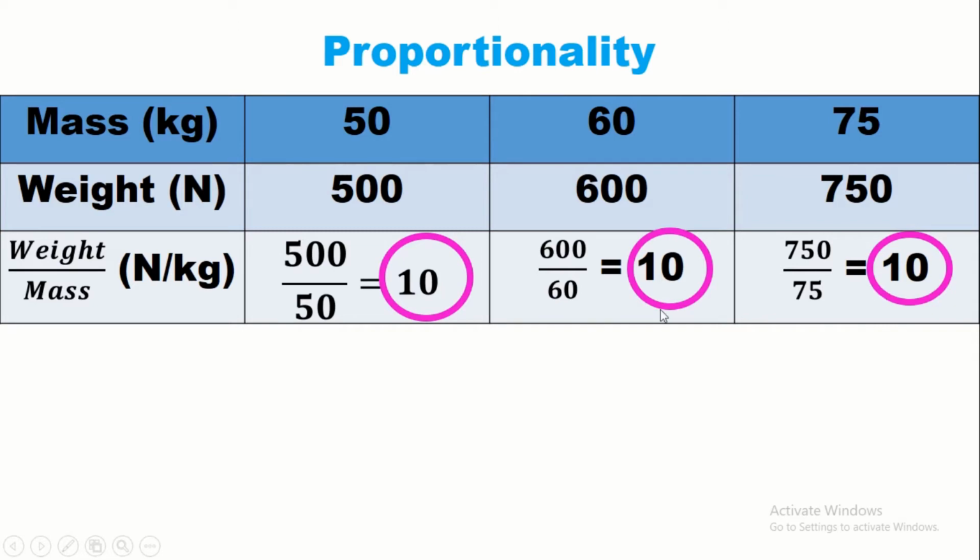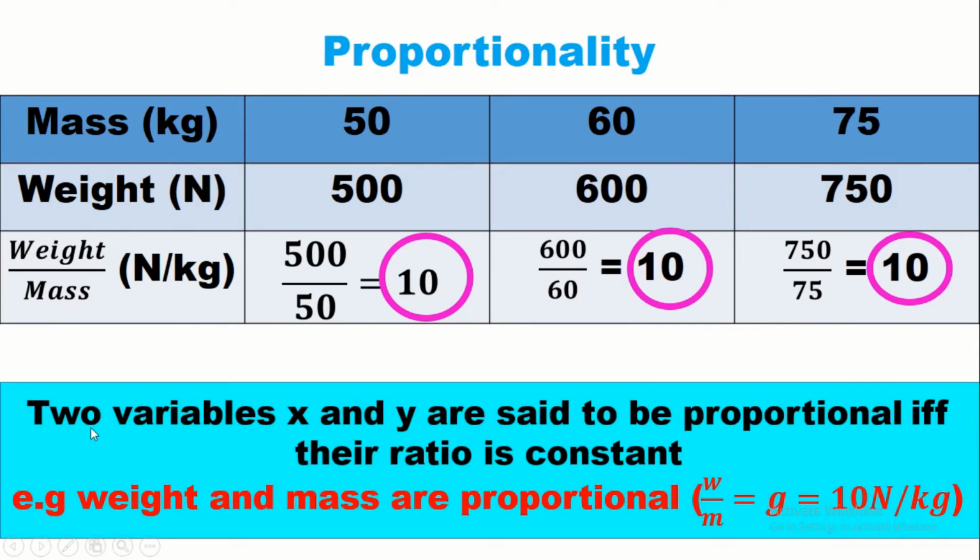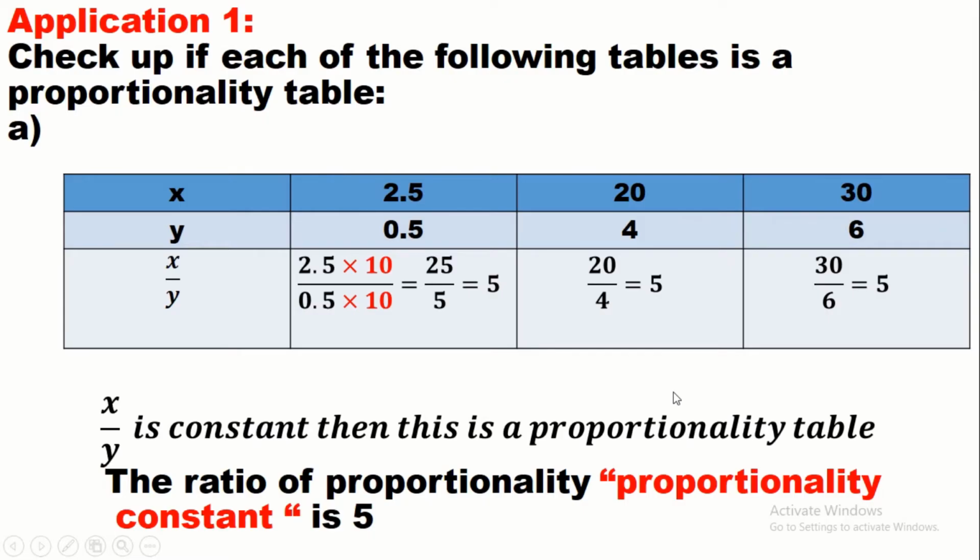Well, same ratio, then we have a proportionality table. Here we can say that weight and mass are proportional to each other. In general, two variables x and y are said to be proportional if their ratio is constant. If we divide x over y, in all cases we will get the same answer, or if we divide y over x, in all cases we will get the same answer. So here the most important example for proportionality is that of weight and mass. We have weight over mass equal gravity equal 10 Newton per kilogram.